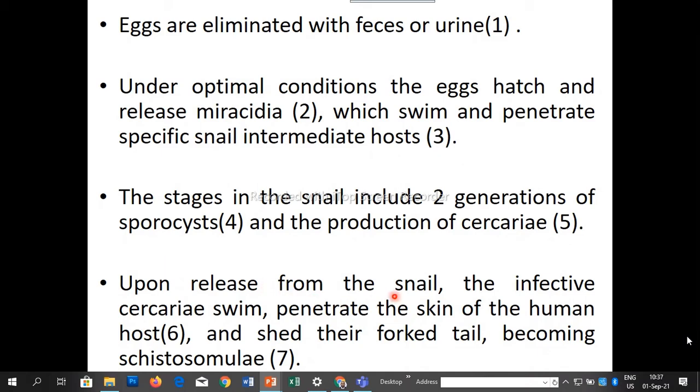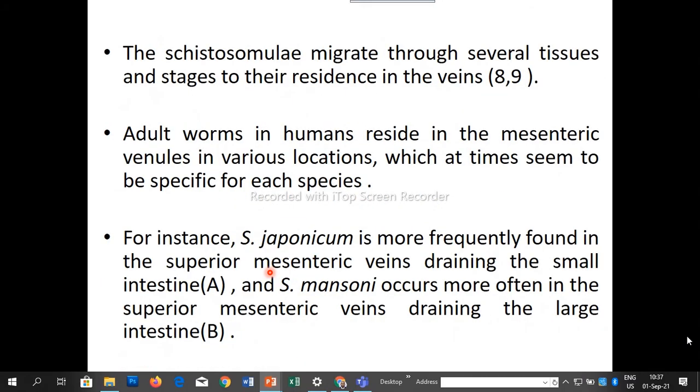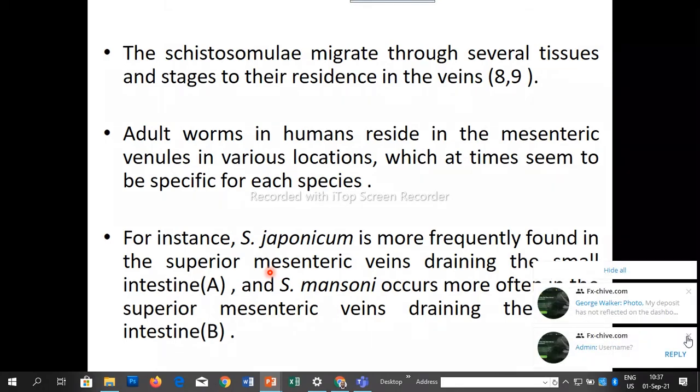Upon release from the snail, the cercaria, which is infective, will penetrate the skin of humans and shed their fork tail and become schistosomula in the vessels of the human being. The schistosomula will migrate through several tissues and stages to their residence in the veins. Adult worms in humans reside in mesenteric venules and in various locations.